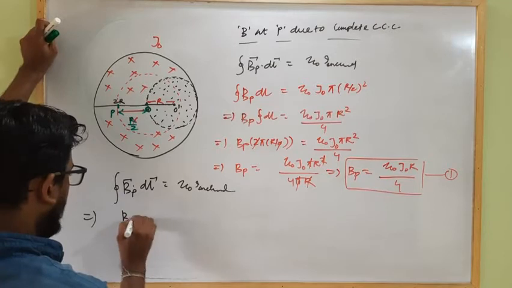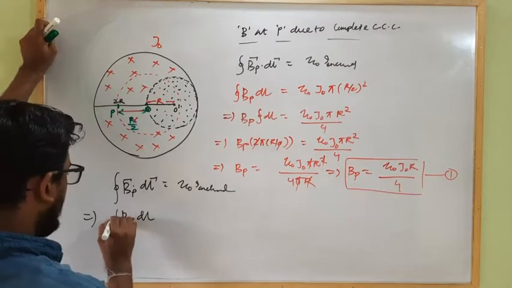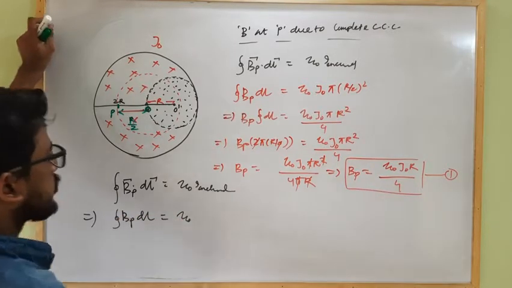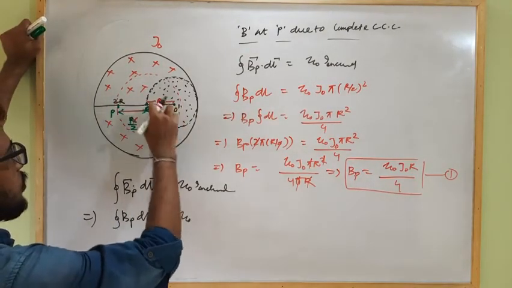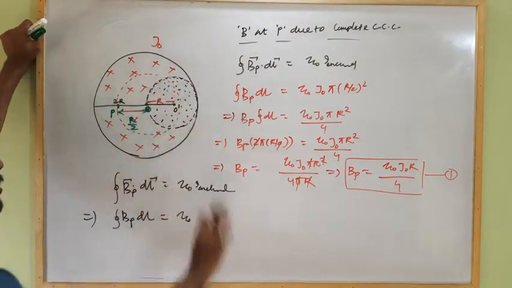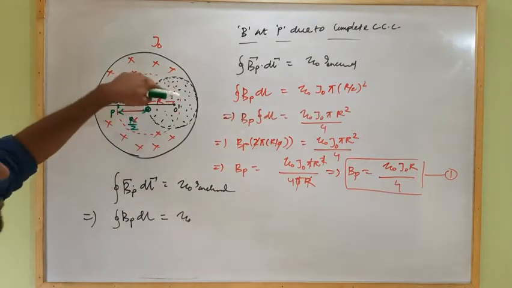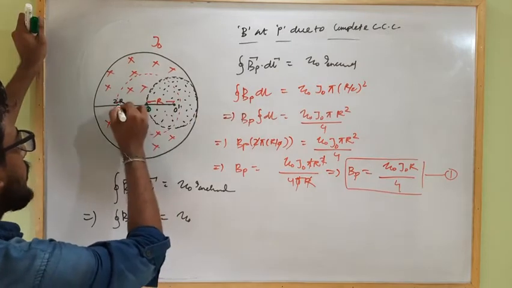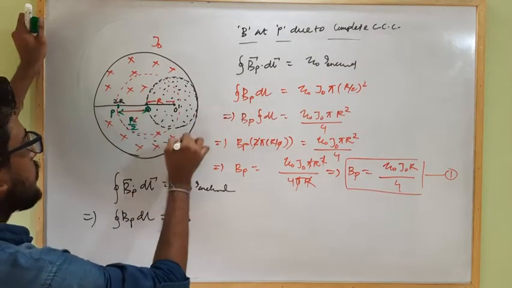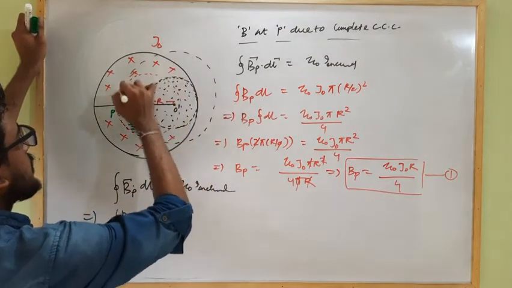Same again, B·dl are in the same direction, so it will be closed integral, mu naught I enclosed. What is the value of I enclosed? As this is an external point due to this current carrying conductor, the complete current passing through this current carrying conductor will be the value of I enclosed, because here, if I am considering a circular loop, it will be like this.